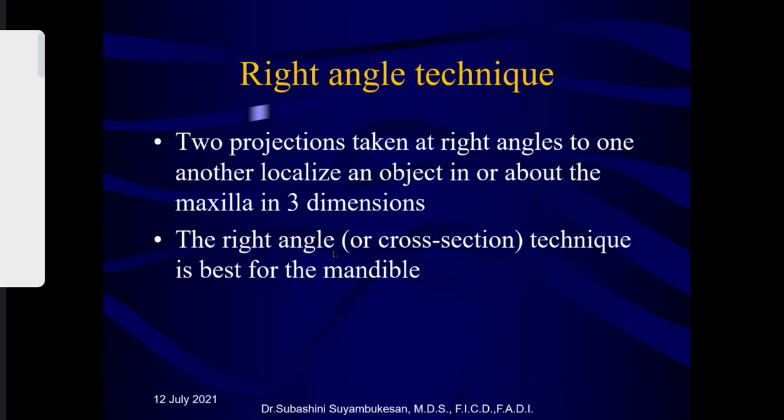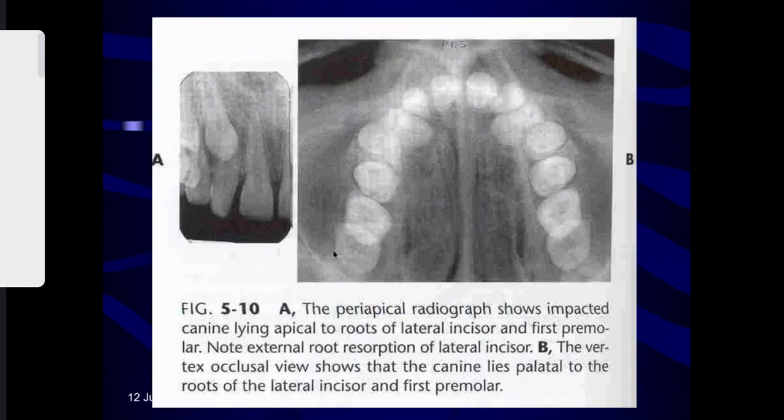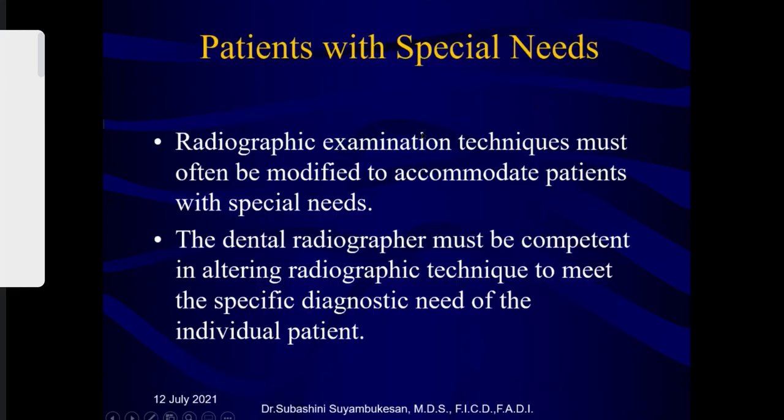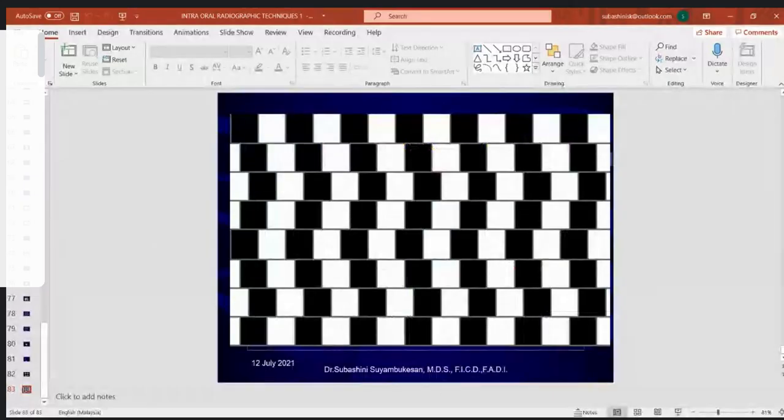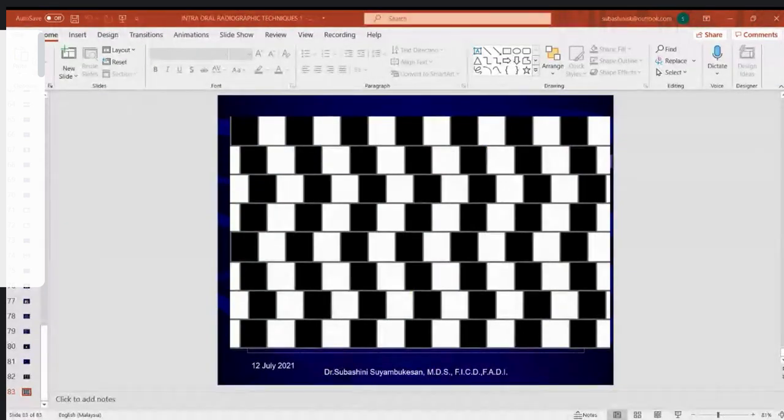What is another technique? The right angle technique. It is another technique for localization wherein you relate two radiographs, say one is occlusal, another is an IOPA. You relate these two radiographs and you say that this impacted canine is in the apical part between the lateral and the deciduous canine, and its coronal part is placed palatally. Okay, right? Any doubts, students? Any other chapters you want to discuss?